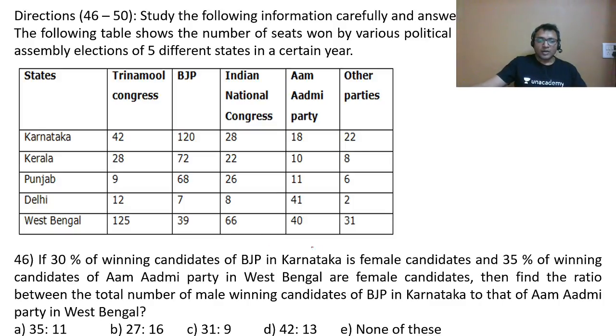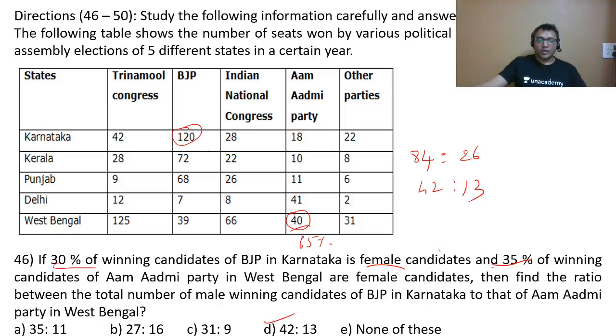Now, so if you look at, 30% are female. You want male candidates of BJP in Karnataka. So 30% of 120 is 36. If you remove that, you will get 84. 70% of 120 is 84. And in Aam Aadmi, West Bengal, 35% are female candidates. So male candidates will be 65% of this, which is 26. So if you take a ratio, it's 42 is to 13, D option.